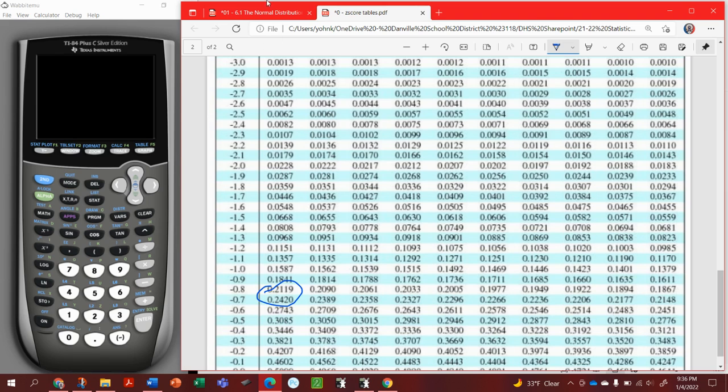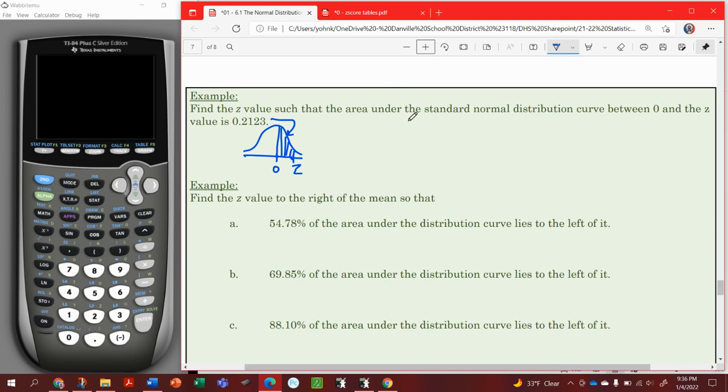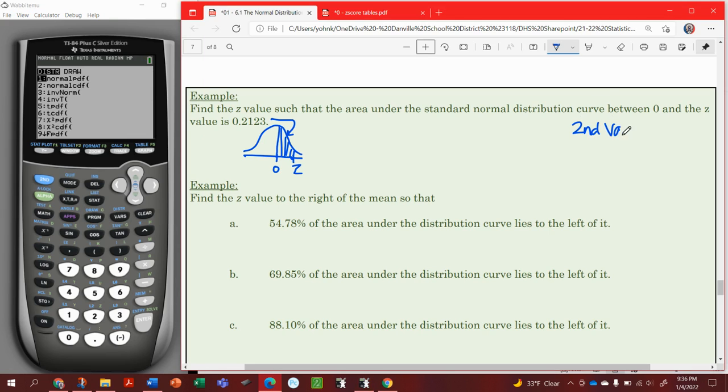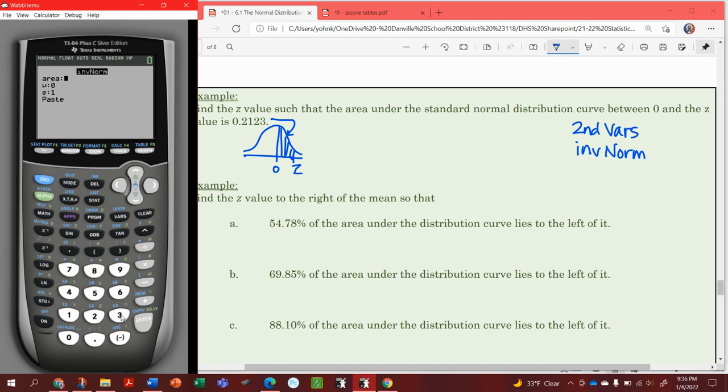Well, it's not exact. So what we're going to do is use the calculator to find the exact. To use the button, I'm going to hit second and vars. Let's write that down. Second and vars. And then I'm going to use number 3, inverse norm. So that means I want to use the normal distribution, and I want to use it to find the inverse, or to go backwards. So I'm going to click on number 3.